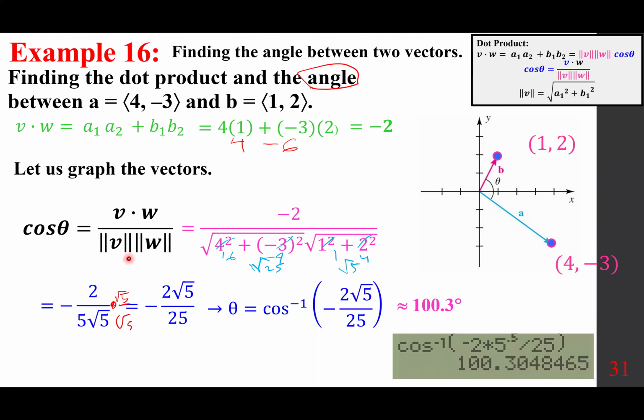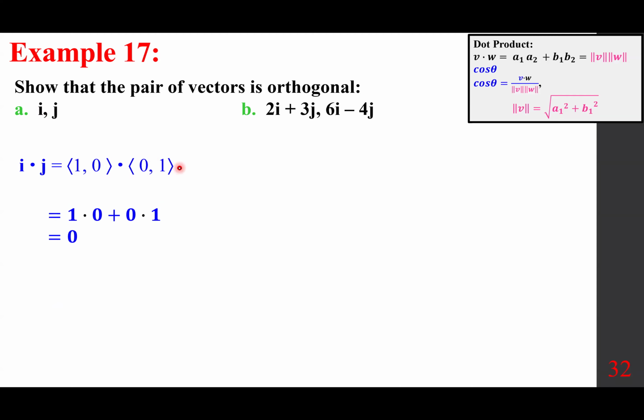Show that the pair of vectors is orthogonal. Well, that means the dot product is 0. And to show that, you look at this one and say i dot j. This i is 1 comma 0, j is 0 comma 1. So 1 times 0 plus 0 times 1, and clearly it's 0. So it's very straightforward.